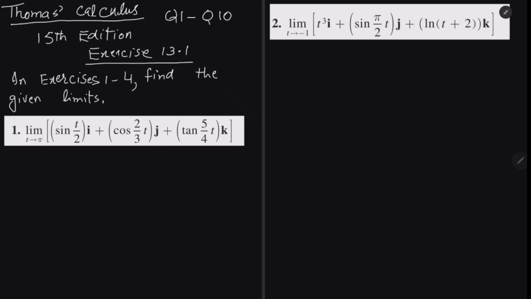In this video, I will solve questions 1 to 10 of exercise 13.1. This is from Thomas Calculus 15th edition. There is not much difference between Thomas Calculus 14th edition and 15th edition. In the 15th edition, they added 2 to 3 chapters after chapter number 16, which is 17, 18, or 19, I guess.